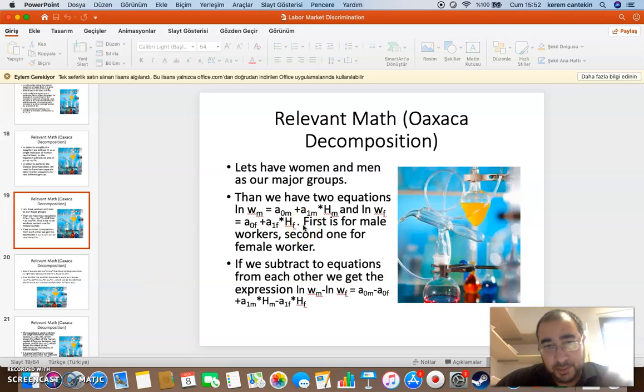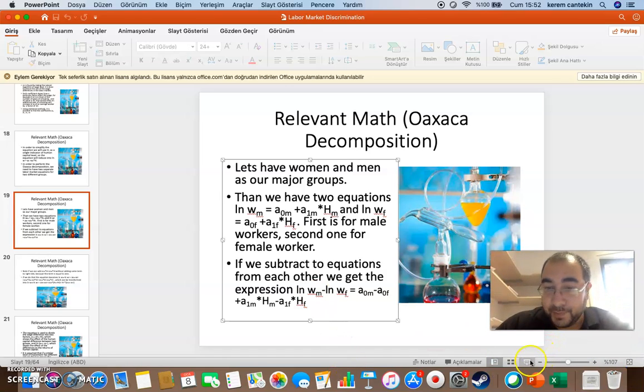So I'm continuing. After we run this regression for men and women specifically, we subtract the difference, I mean the difference of the ln WM, male wage, from the ln WF, female wage. So this is the difference. This is the wage gap.